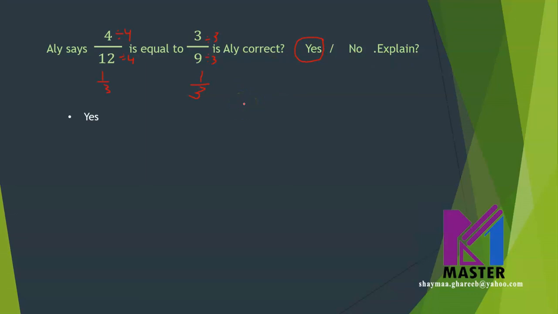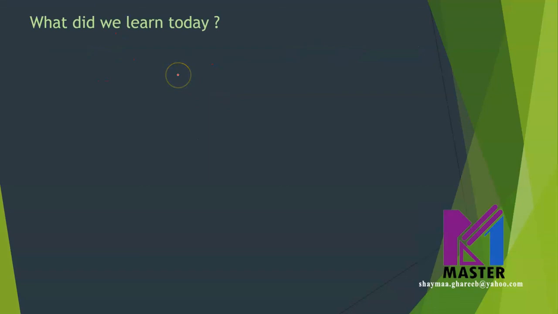Explain. So we're going to say what we did exactly here. They both have the same simplest form, and I have to mention this simplest form, which is 1 over 3. Both of them equal 1 over 3, which means both of them are equal. Okay?